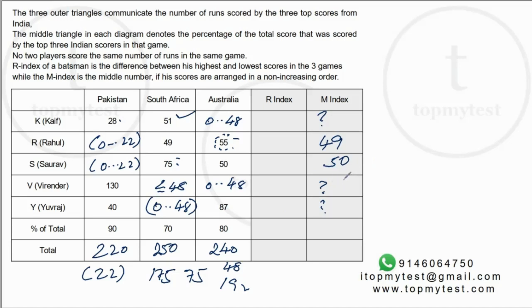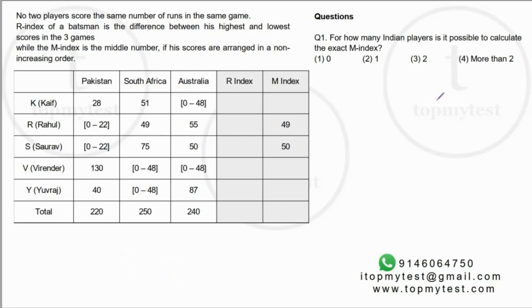Let's go to the individual questions and try to solve them one by one. Question number 1, for how many Indian players is it possible to calculate the exact M index? We have calculated for 2 people. Option 3 will be our correct choice.